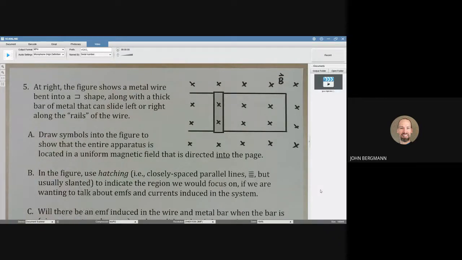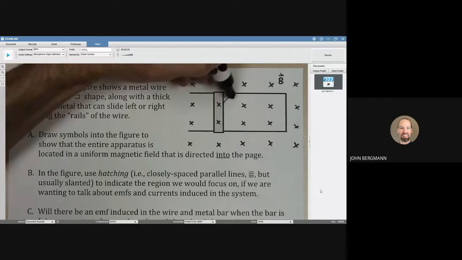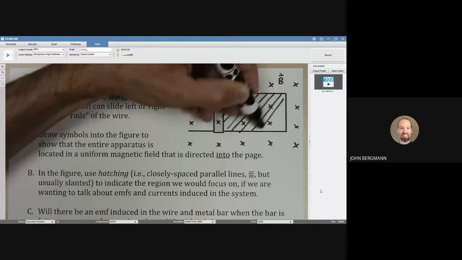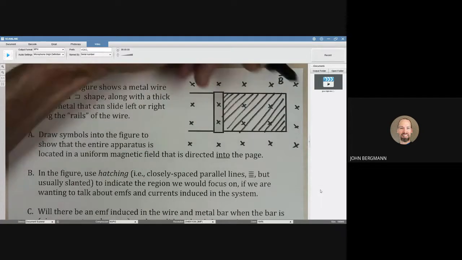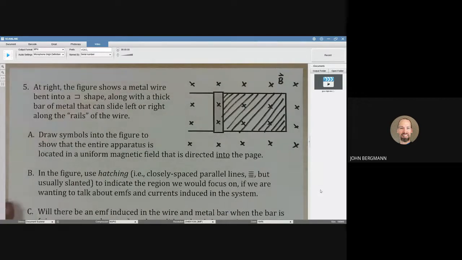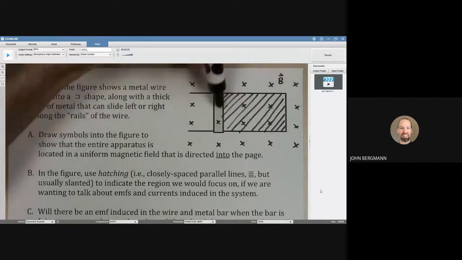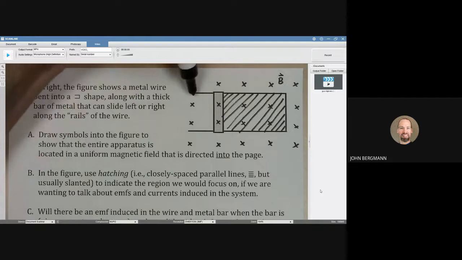Letter B. Use hatching, i.e. closely spaced parallel lines, but usually slanted, to indicate the region we would focus on if we are wanting to talk about EMFs, currents, induced in the system. The region that we would be dealing with would be this region right here, because whenever we're talking about induced EMFs and induced currents, aren't we talking about loops? And this is a loop right here. It's a complete loop. This portion over here on the left, that is not a part of the complete loop.